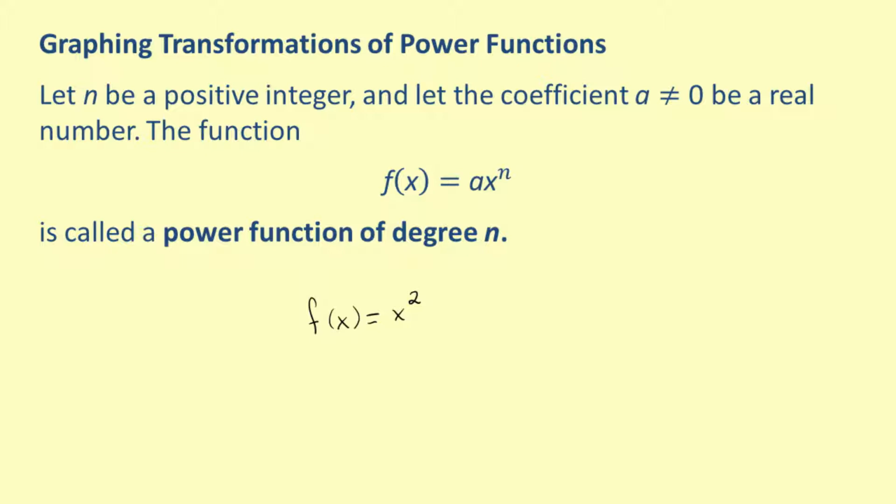Another power function you may have seen is f(x) = x^3, known as the cube function. Here, we have n = 3, which is an odd number. Power functions with odd exponents other than n = 1 look similar to the cube function. We can use these basic power functions to graph more complicated power functions.